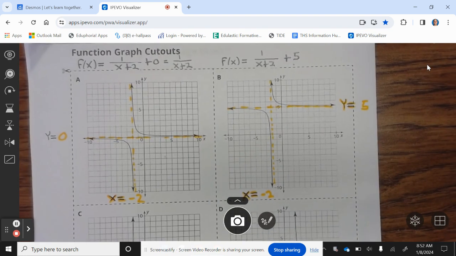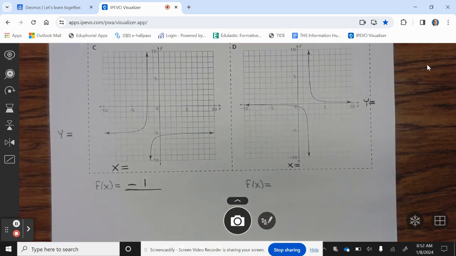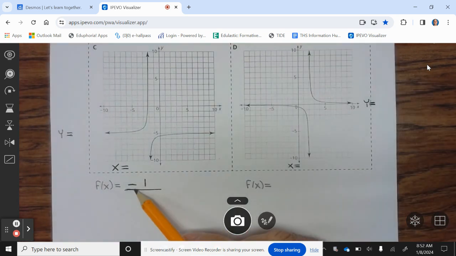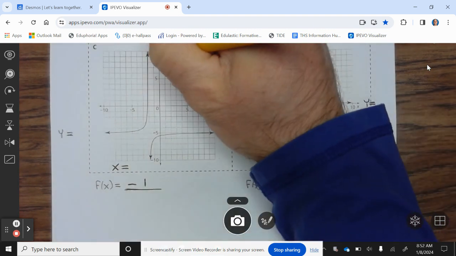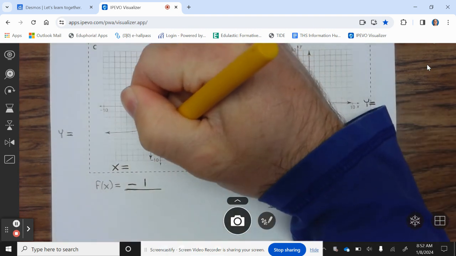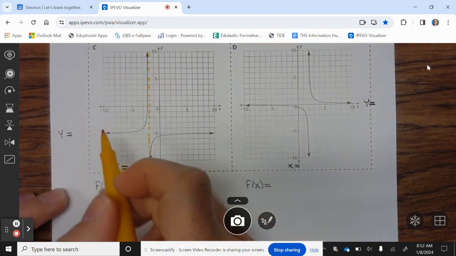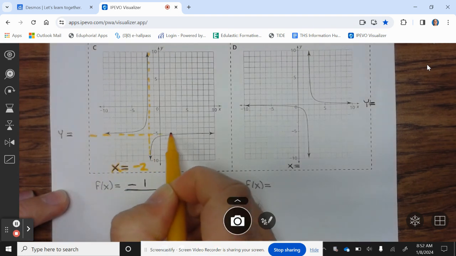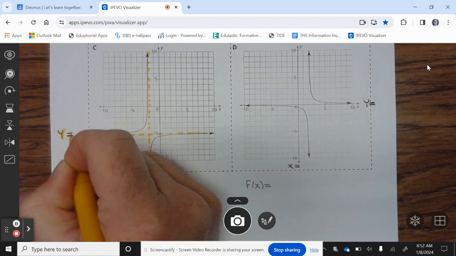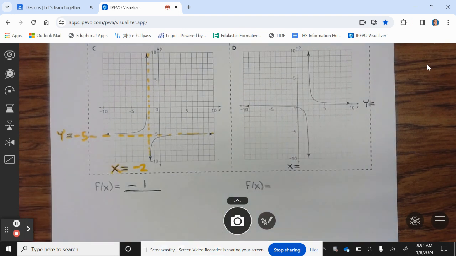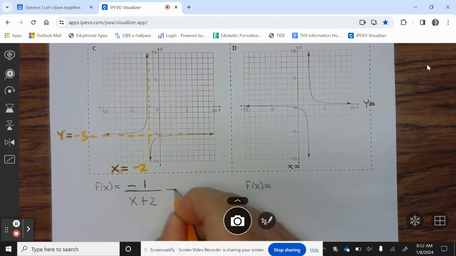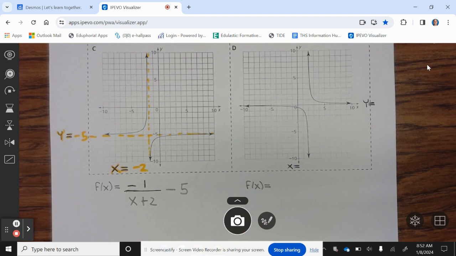All right, let's take a look at C. All right, so here you can see it reflects. So we have the negative, and then our asymptotes are at x equals negative 2, and our horizontal asymptote is at y equals negative 5. So our equation is negative 1 divided by x plus 2 minus 5. All right, go ahead and finish up D, E, F, G, and H on your own.